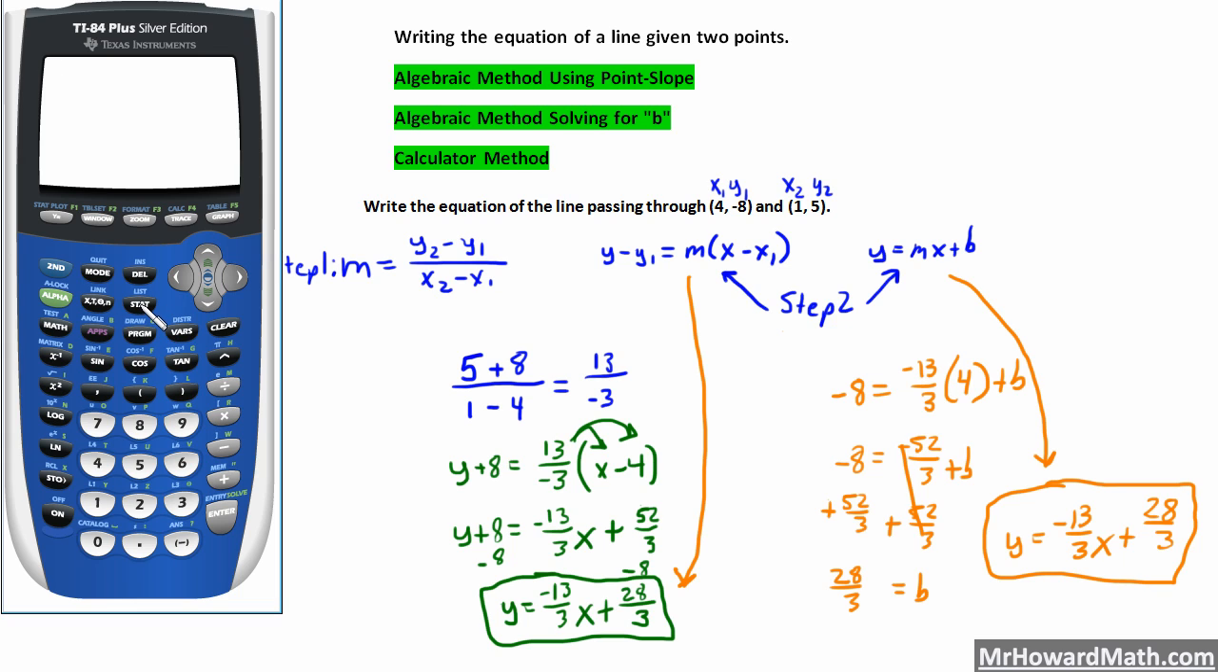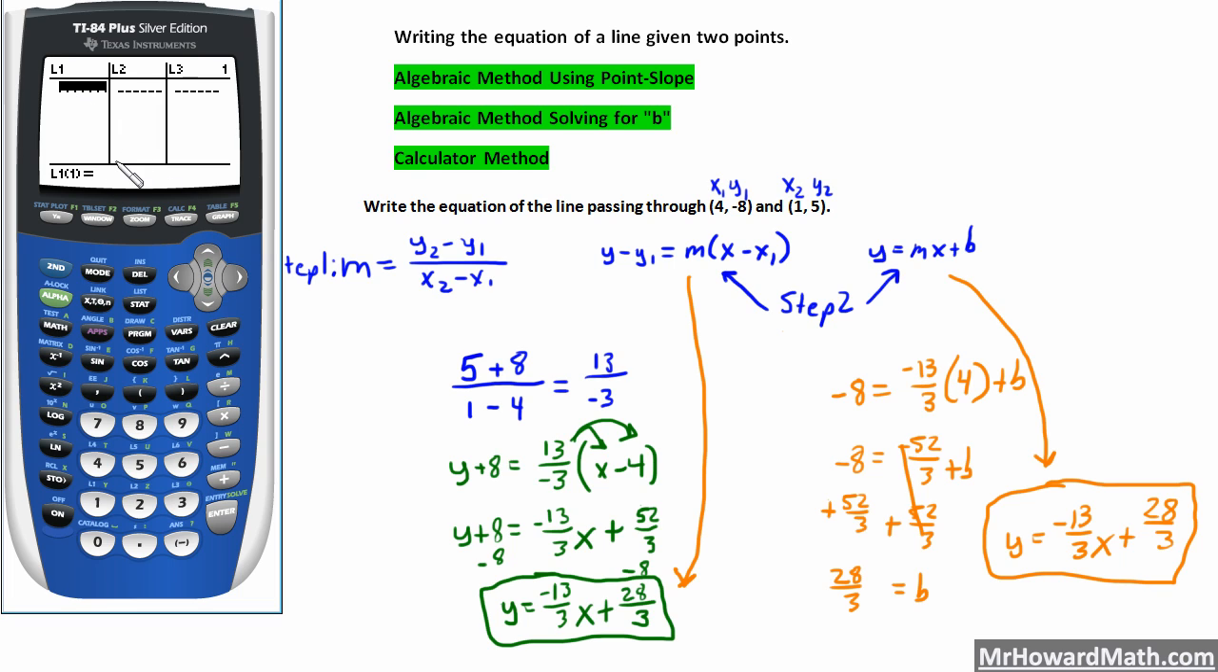So we're going to hit the stat button. We're going to hit enter for edit right here. This is several steps, but it'll be pretty simple. Alright, if you already have a list 1 and list 2 in there, you need to clear those out. You clear them by highlighting the list and hitting clear on your calculator and hitting enter or arrowing back down.